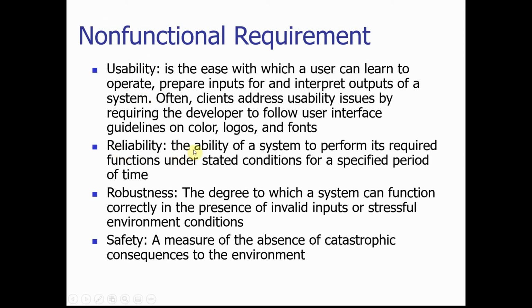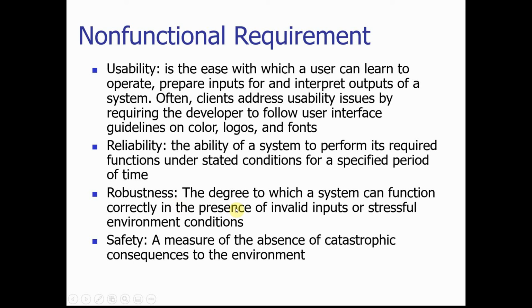And reliability is the ability of a system to perform its required function under stated conditions for a specific period of time. Like the software should not fail, I mean, it can fail at most once or twice in a month, something like that. Yeah, robustness is the degree to which a system can function correctly in the presence of invalid input or stressful environment conditions.